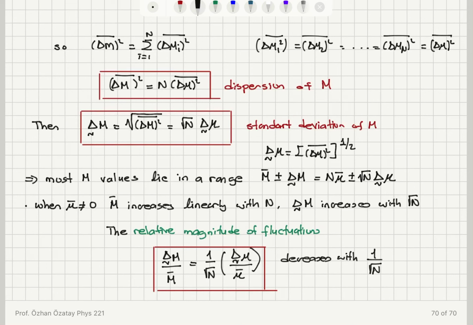So if I calculate the relative magnitude of the fluctuations, the average increases as N, the standard deviation increases as square root N, so the ratio is 1 over square root N, standard deviation divided by the average value. So as you increase the number of particles in the system, you will have less fluctuations around the mean value of the total magnetic moment, which scales with 1 over square root N.